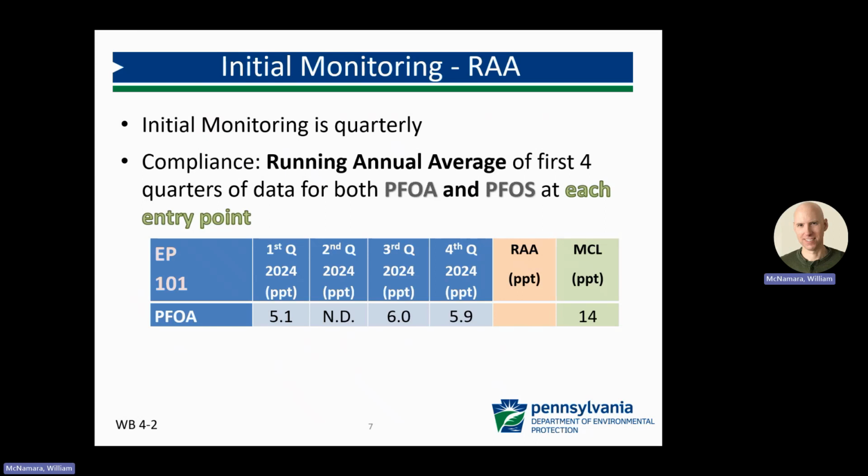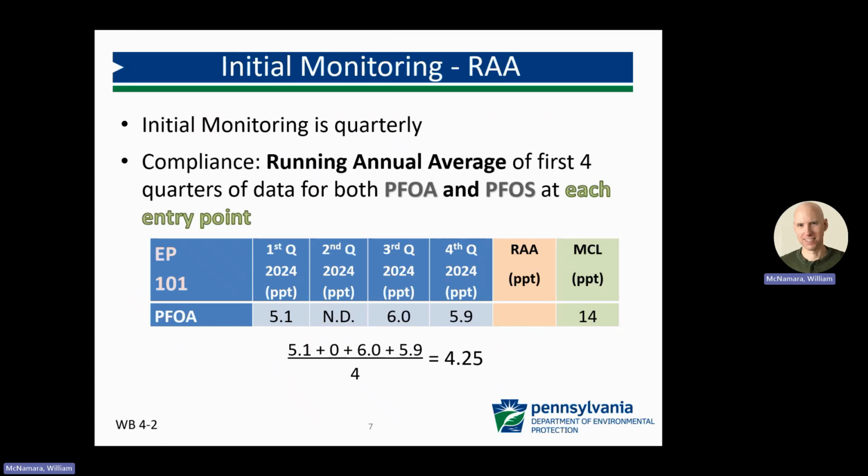You can see the second quarter was non-detect, but there's 3 detections in the other quarters. So to calculate the running annual average, that is done by adding the 4 quarters together and dividing by 4. But note, if it's a non-detect like shown here, in the calculation it is considered 0. So we do this here and we have a result of 4.25.